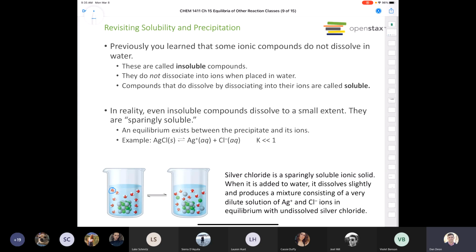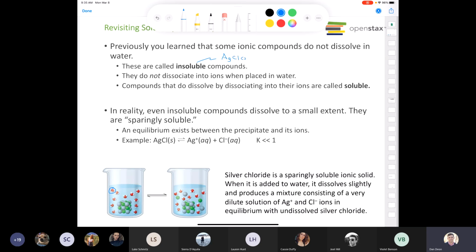And you would have learned the solubility table. I asked you to memorize a few of the rules way back when. And we said that when we have a compound that doesn't dissolve in water, we simply called it an insoluble compound. For example, if we have silver chloride, if you look at the solubility table, you see that silver chloride doesn't dissolve. That means it doesn't dissociate into its ions when it's placed in water.